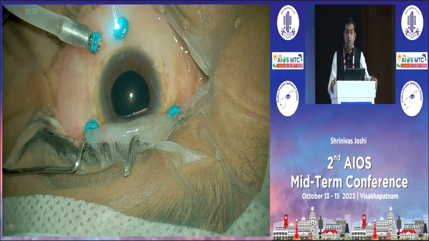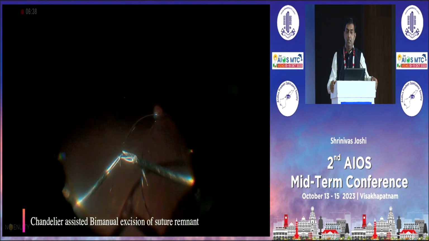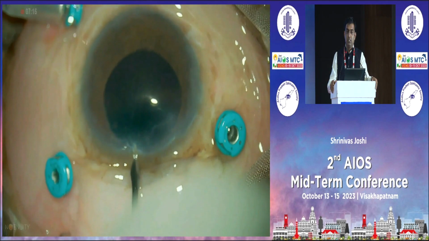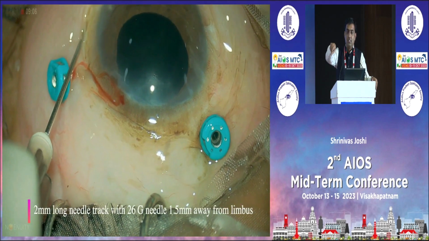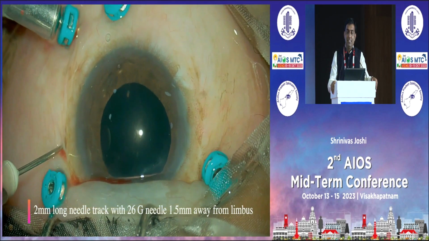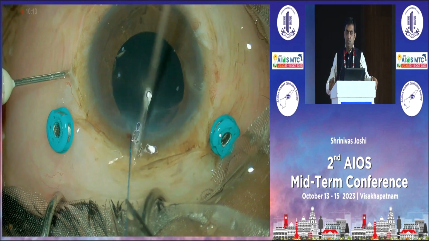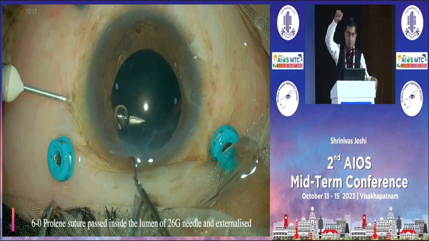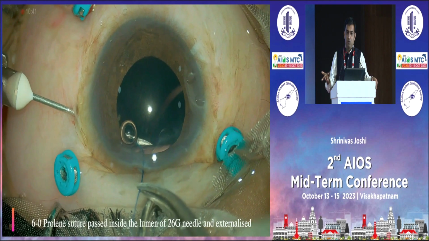Here the one which I showed before was using a 9-O-Prolene, but here we are using a 6-O-Prolene. So again, as you can see here, make a small entry into the AC, then pass that 6-O-Prolene through the 2 mm long needle track made. You can see here I am just passing it through the needle track made, or you can thread it before passing it into the pars plana route, either of the one, whichever best suits you.